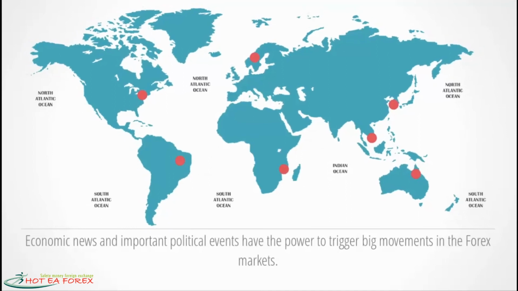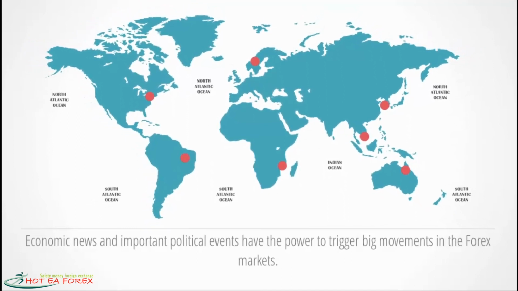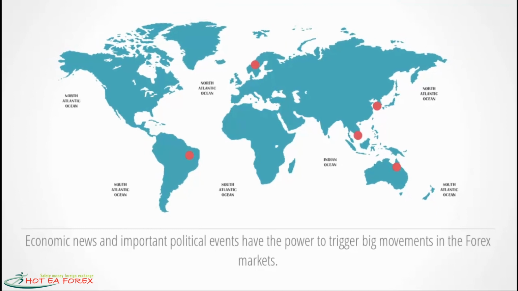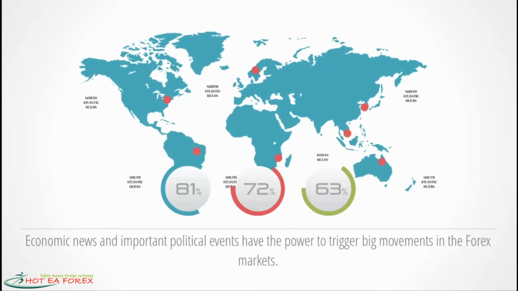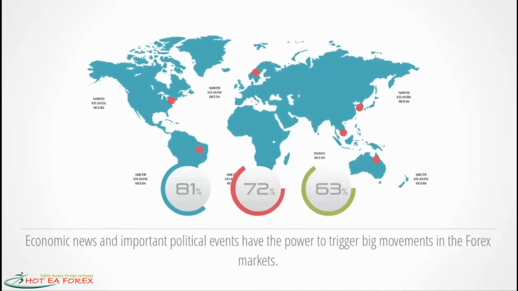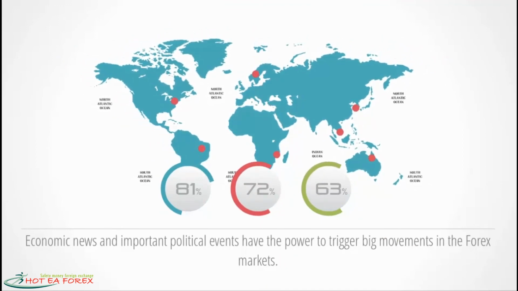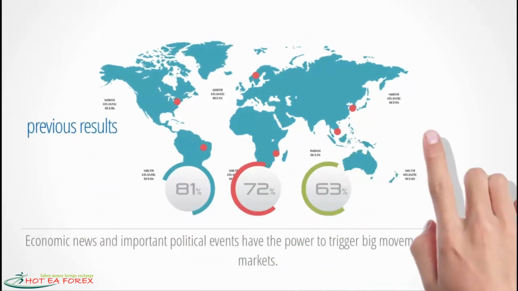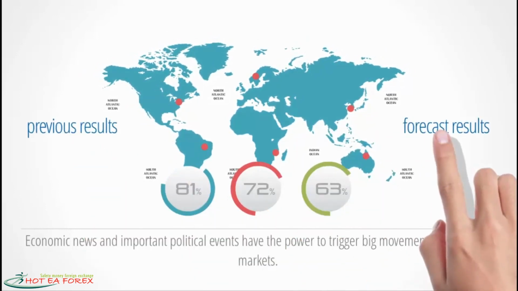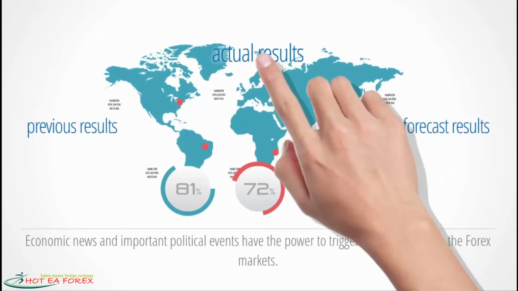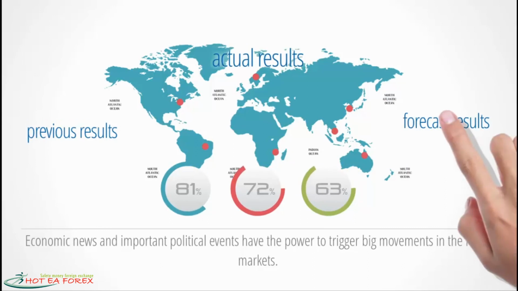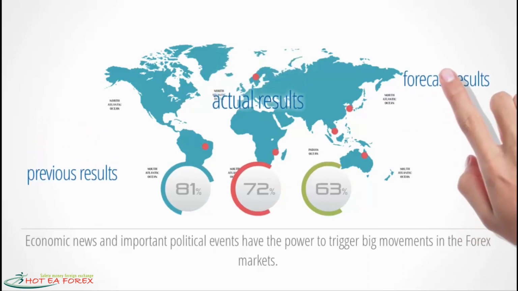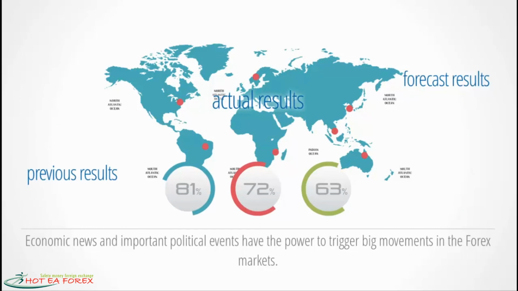Economic news and important political events have the power to trigger big movements in the forex markets. By analyzing it, you can better understand how the markets are likely to move in the future. When examining economic data, you should study the previous results and forecast results, and then compare them with the actual results. Movements in the market happen when there is a difference between market expectations based on the previous and forecast results and the actual result.